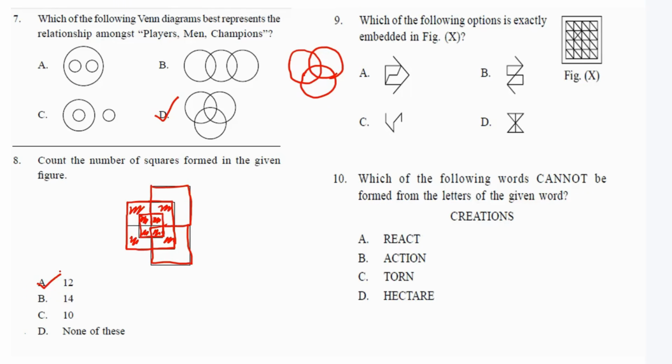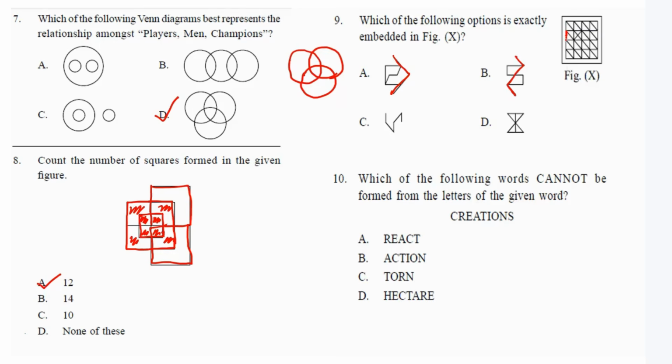Coming to question number 9 now. In question number 9, it is asked, which of the following option is exactly embedded in figure X? So if you see in option A, this figure is not present in the grid, right? If you see option B, this figure is not present. This one is not present. Coming to C, if you see here, so this will be starting from here.